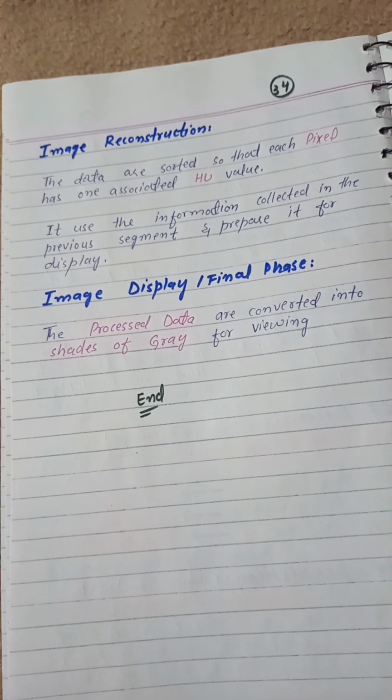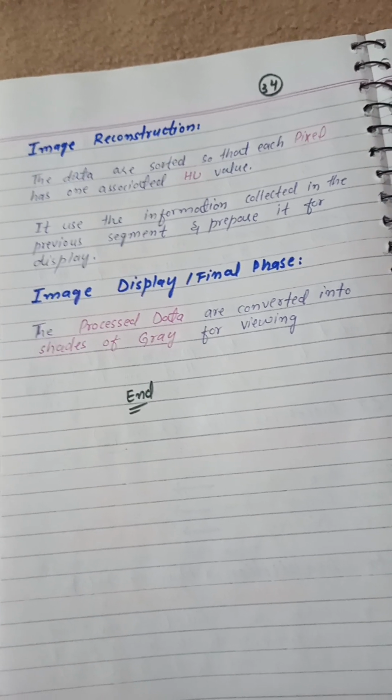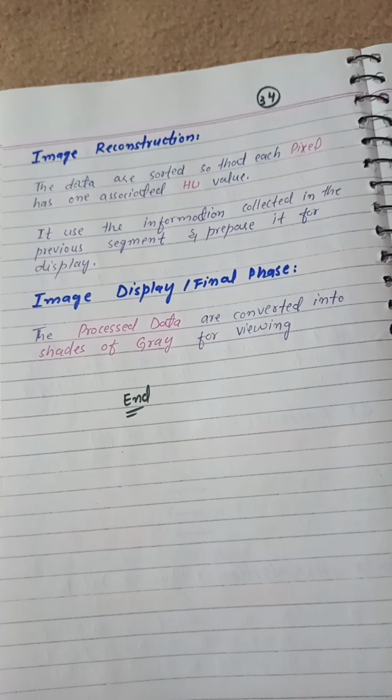It uses the information collected in the previous segments and prepares it for display. Image display, the final phase: the processed data are converted into shades of gray for viewing.